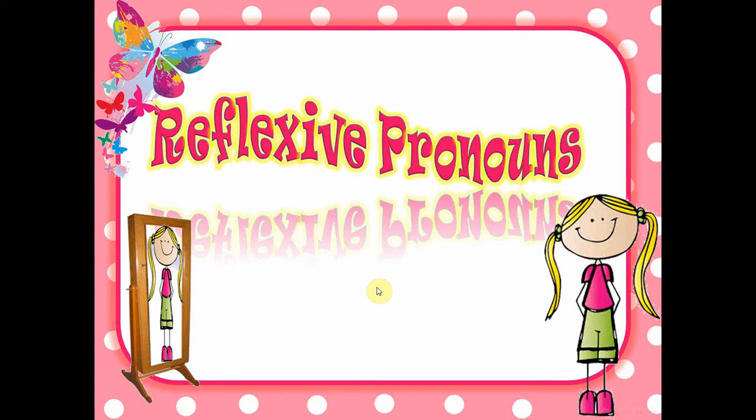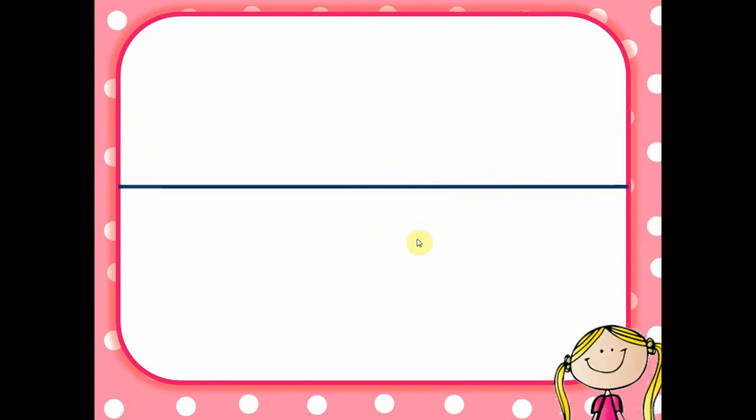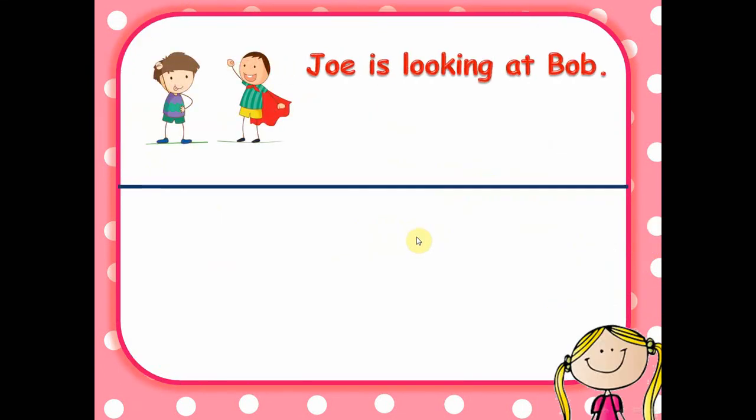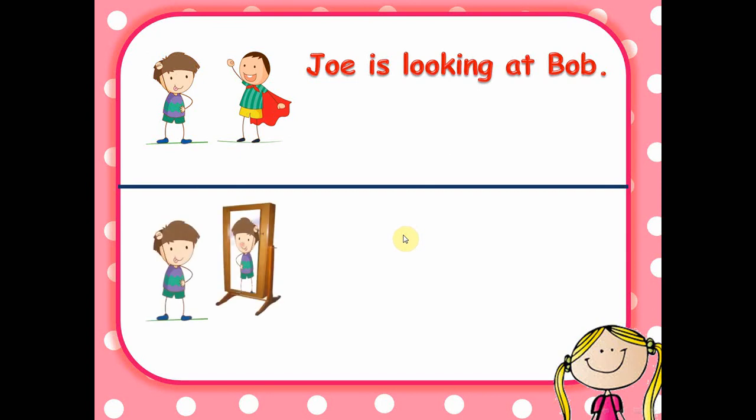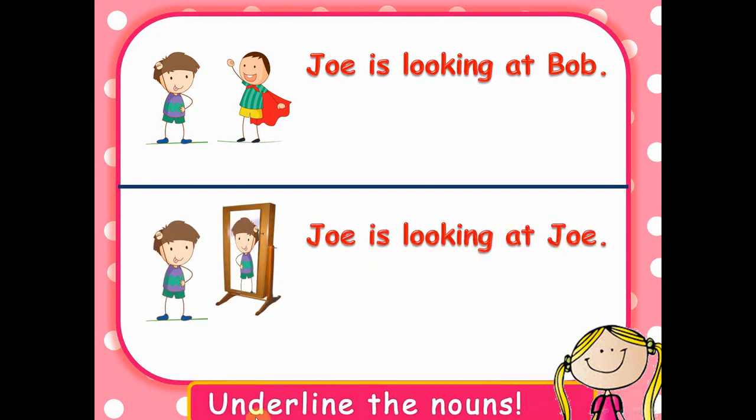Hello dear students. Now it's time for a new grammar lesson, which is reflexive pronouns. Let's have a look at these two examples. Joe is looking at Bob. Joe is looking at Joe. Now we will underline the nouns in the two sentences.